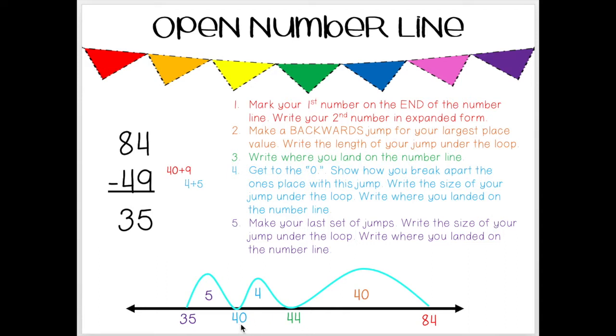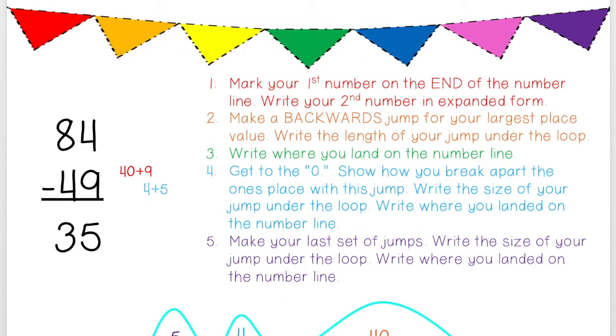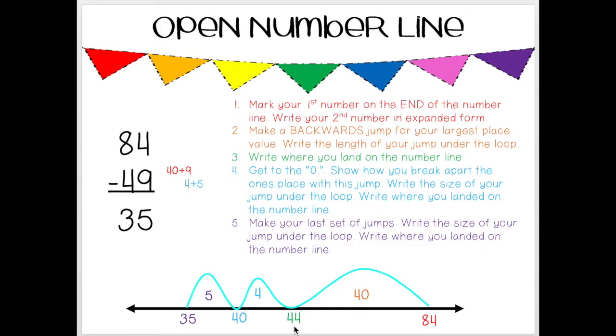Show how you break apart the ones place with this jump. Write the size of your jump under the loop. Write where you land on the number line. Mathematicians notice that this time when you get to the 0 in subtraction, it is the 0 that comes before whatever number you're on. So 44, the 0 that I say before I say 44 is 40.